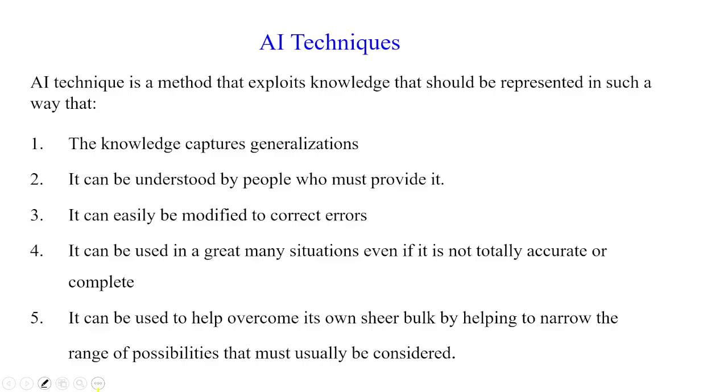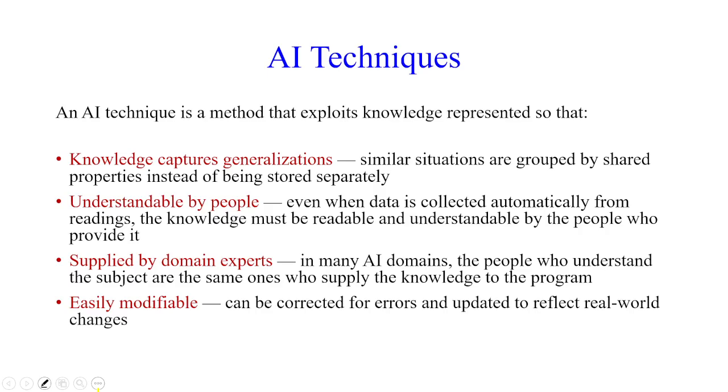So, an AI technique is a method that exploits knowledge that should be represented in such a way that the knowledge captures generalization, it can be understood by the people, it can be modified to correct errors, it can be used in many situations, even if it is not accurate, it can be used to overcome the bulk of knowledge and can be narrowed down to whatever it is having. Okay, that's what we talked about.